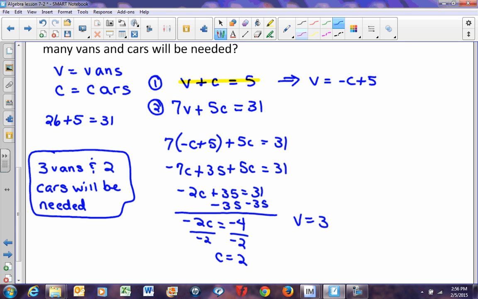Substitution makes it so much simpler. It's a little bit faster. You don't have to graph, so it doesn't take as much paper. And if you get fractions, it ends up being a much more accurate answer.